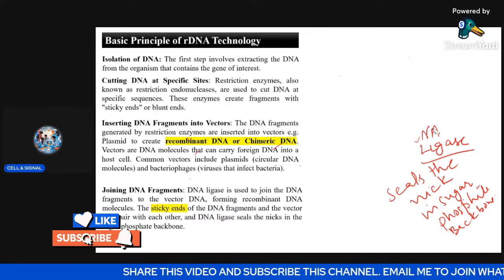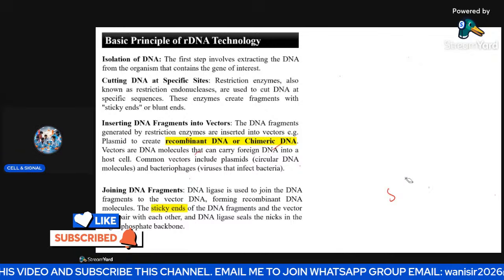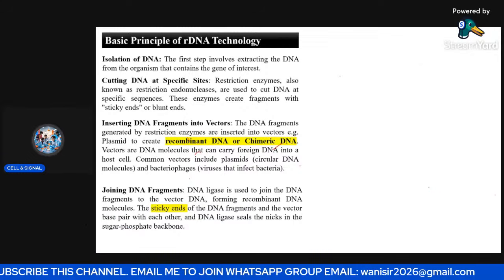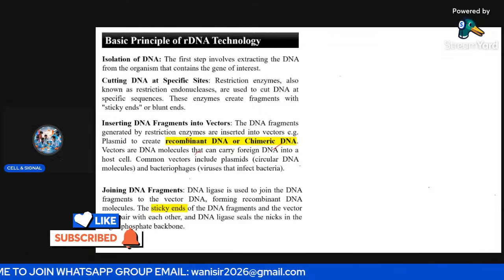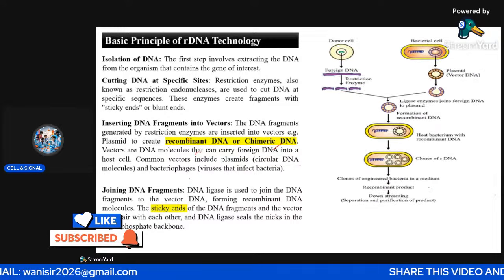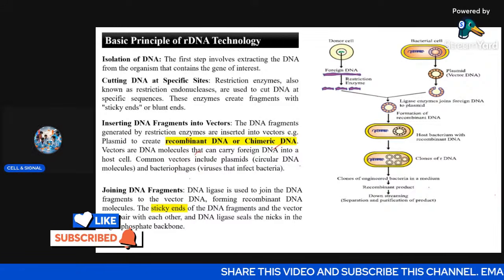What are the steps in it? First we need to isolate the DNA. The isolation of DNA is followed by cutting the specific site of the DNA, then inserting the DNA fragment into the vector and joining the fragments. So this is the donor cell, which gives us the gene of interest.